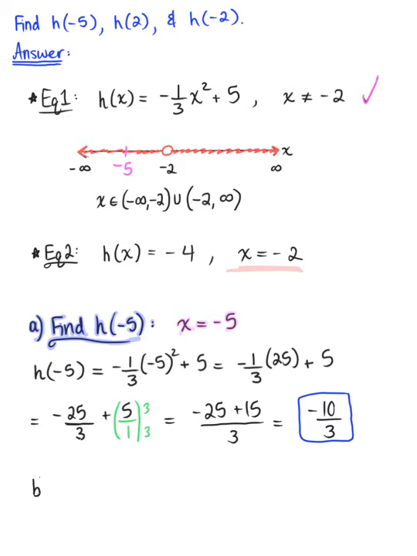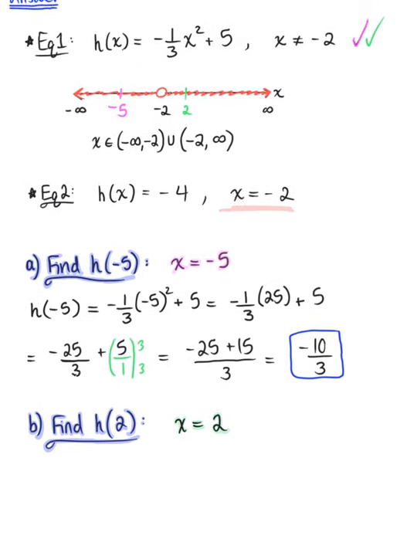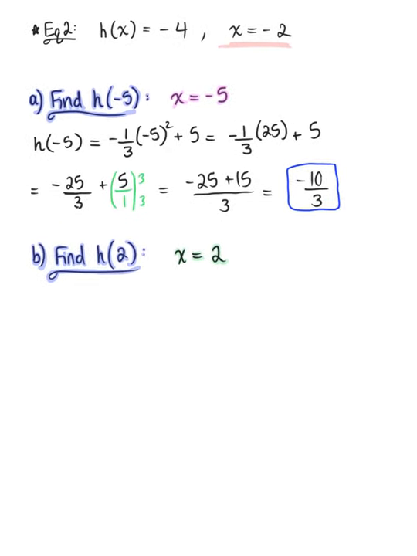Now for part B, here we're asked to find the function h's evaluation at 2. So we can see here that x is equal to positive 2. And again, we can certainly see very quickly that 2 does not equal negative 2, meaning that we are going to need to use equation 1. And again, we can confirm this by plotting x equals 2 on the number line. So we'll say x equals 2 is right about there. So here we go. We are going to evaluate using equation 1.